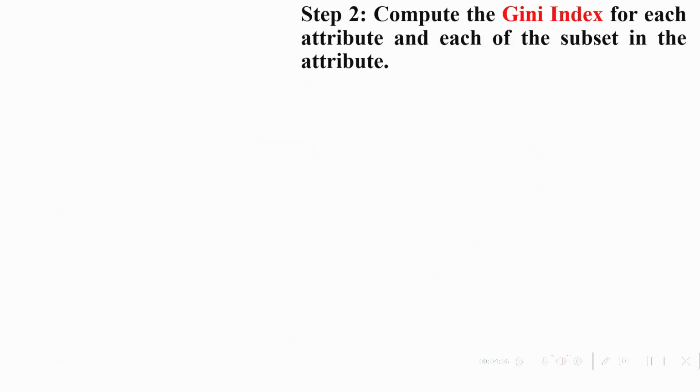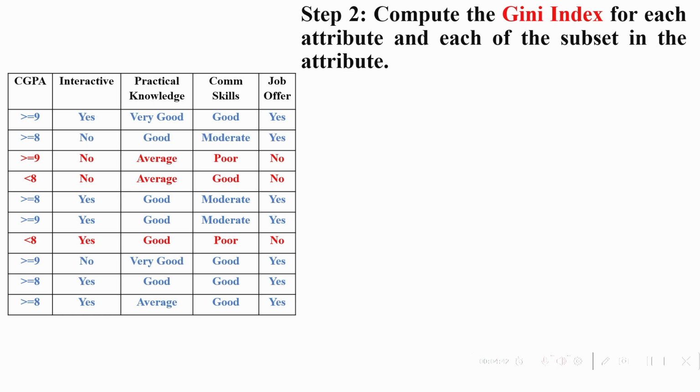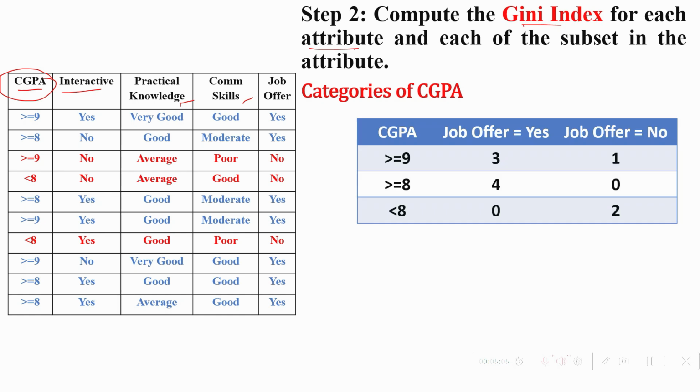Now for that we have to compute the Gini index for each and every attribute, and for each subset in the corresponding attribute. That means each attribute, CGPA, interactiveness, practical knowledge, and communication skills, contains different subsets, so for those we have to find the Gini index value. Now the categories of CGPA: we have the conditions greater than or equal to 9, greater than or equal to 8, and less than 8. These are the three different categories.